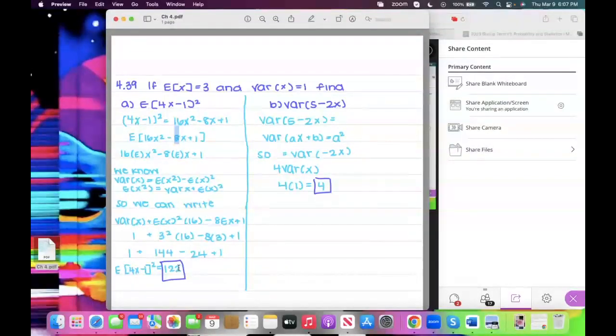Then to find the variance of 5 minus 2x, I remembered in class we talked about how we could change it to a squared first in one of the examples. So I kind of just got rid of the 5 for a second, and I did negative 2 squared, which equals 4, which allows you to multiply right away to the variance, and 4 times 1 is just 4. So that got me the answer to that.